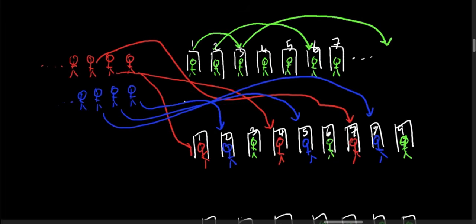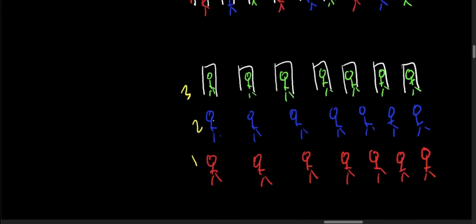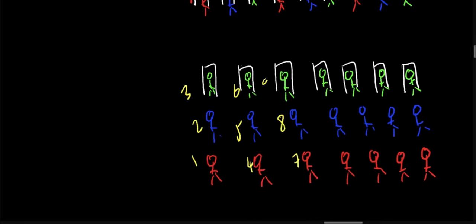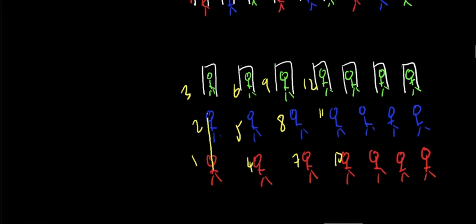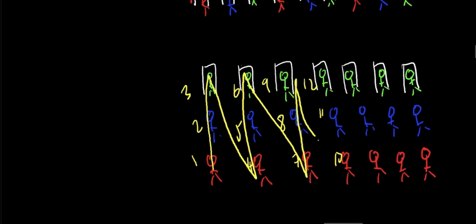Then the second red guest is number 4, the second blue guest is number 5, the second green guest is number 6. So 1, 2, 3, 4, 5, 6, 7, 8, 9, 10, 11, 12, and we go on counting in this way. So the path that we sort of chart through this set of guests looks like this. It looks like a zigzag.